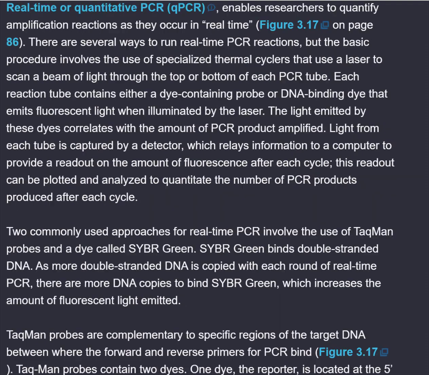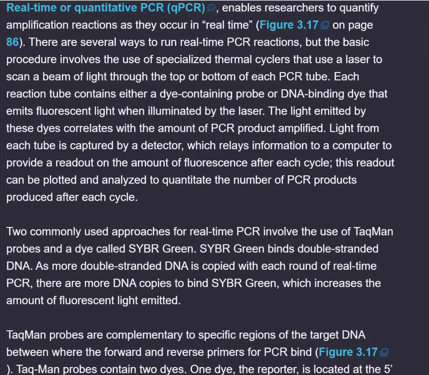Real-time PCR. Real-time or quantitative PCR, qPCR, enables researchers to quantify amplification reactions as they occur in real time, Figure 3.17 on page 86. There are several ways to run real-time PCR reactions, but the basic procedure involves the use of specialized thermal cyclers that use a laser to scan a beam of light through the top or bottom of each PCR tube. Each reaction tube contains either a dye-containing probe or DNA-binding dye that emits fluorescent light when illuminated by the laser. The light emitted by these dyes correlates with the amount of PCR product amplified.